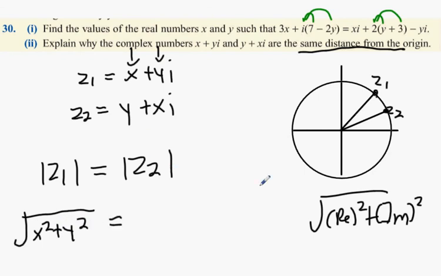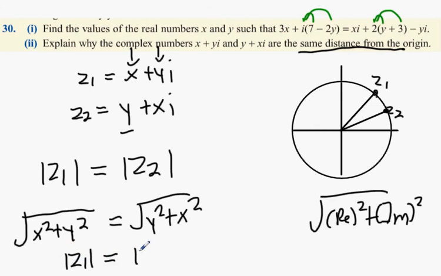What's it for z2? Y squared plus x squared. So is x squared plus y squared the same thing as y squared plus x squared? Since they're equal, the modulus of z1 must equal the modulus of z2. Hence, they're both the same distance away from the origin. Does that make sense? Alright.